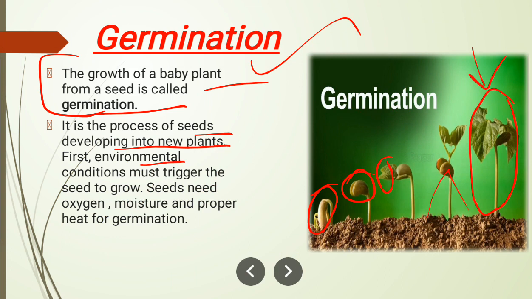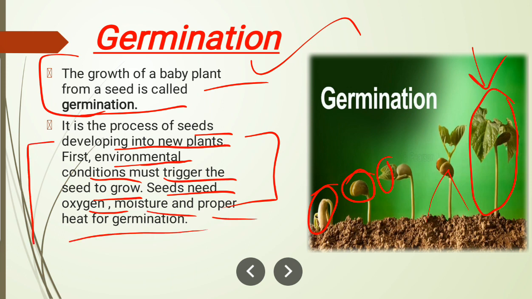First, environmental conditions must trigger the seed to grow. The example that I have given you, that you have kept the seeds in your kitchen in a container, these are not growing up. Why? Because there are no environmental conditions in your kitchen. You are not providing soil, you are not providing water and sunlight to the seeds. So that's why all the pulses in your kitchen are not getting converted into a plant, because they are not getting favorable environmental conditions. Once the seed gets these conditions, it needs oxygen, moisture and proper heat for germination.